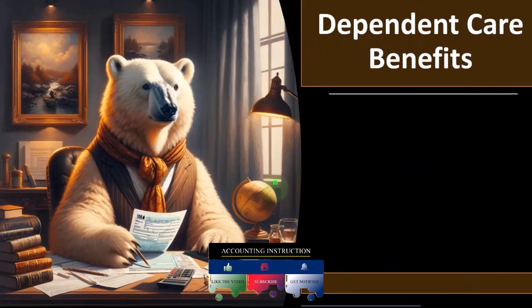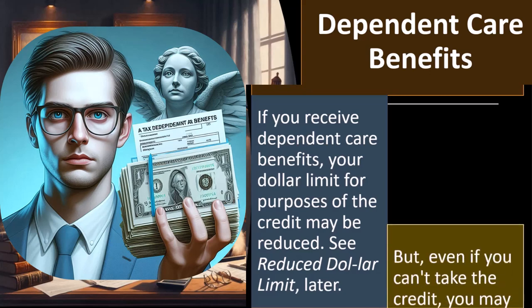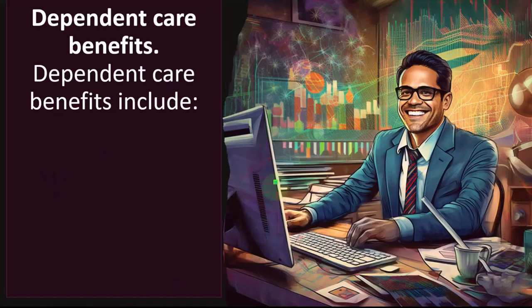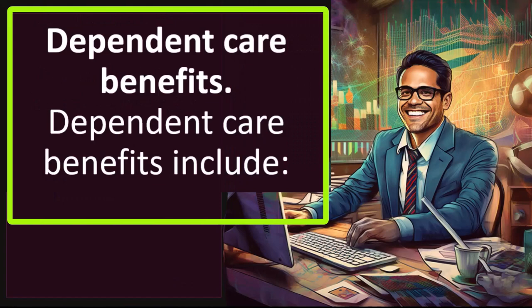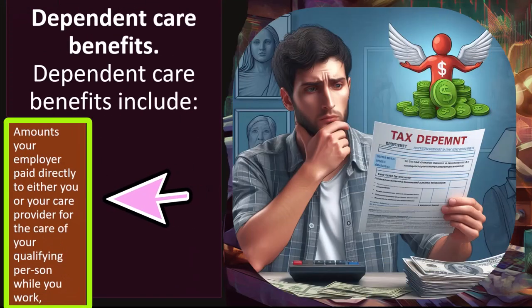So dependent care benefits. If you receive dependent care benefits, your dollar limit for purposes of the credit may be reduced. See reduced dollar limit later. But even if you can't take the credit, you may be able to take an exclusion or deduction for the dependent care benefits. Dependent care benefits include amounts your employer paid directly to either you or your care provider for the care of your qualifying person while you work.